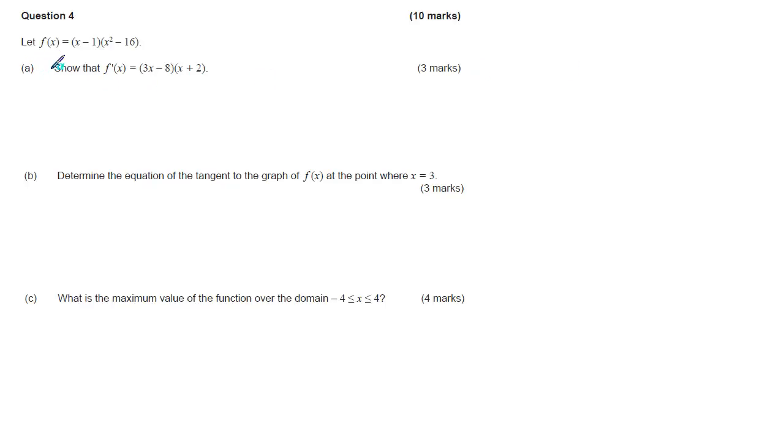Here we're given that f of x is (x minus 1)(x squared take away 16), and we want to show that the differential can be written like this. This is set up for the product rule, but we don't have to use that. Here I might be tempted just to expand it out.